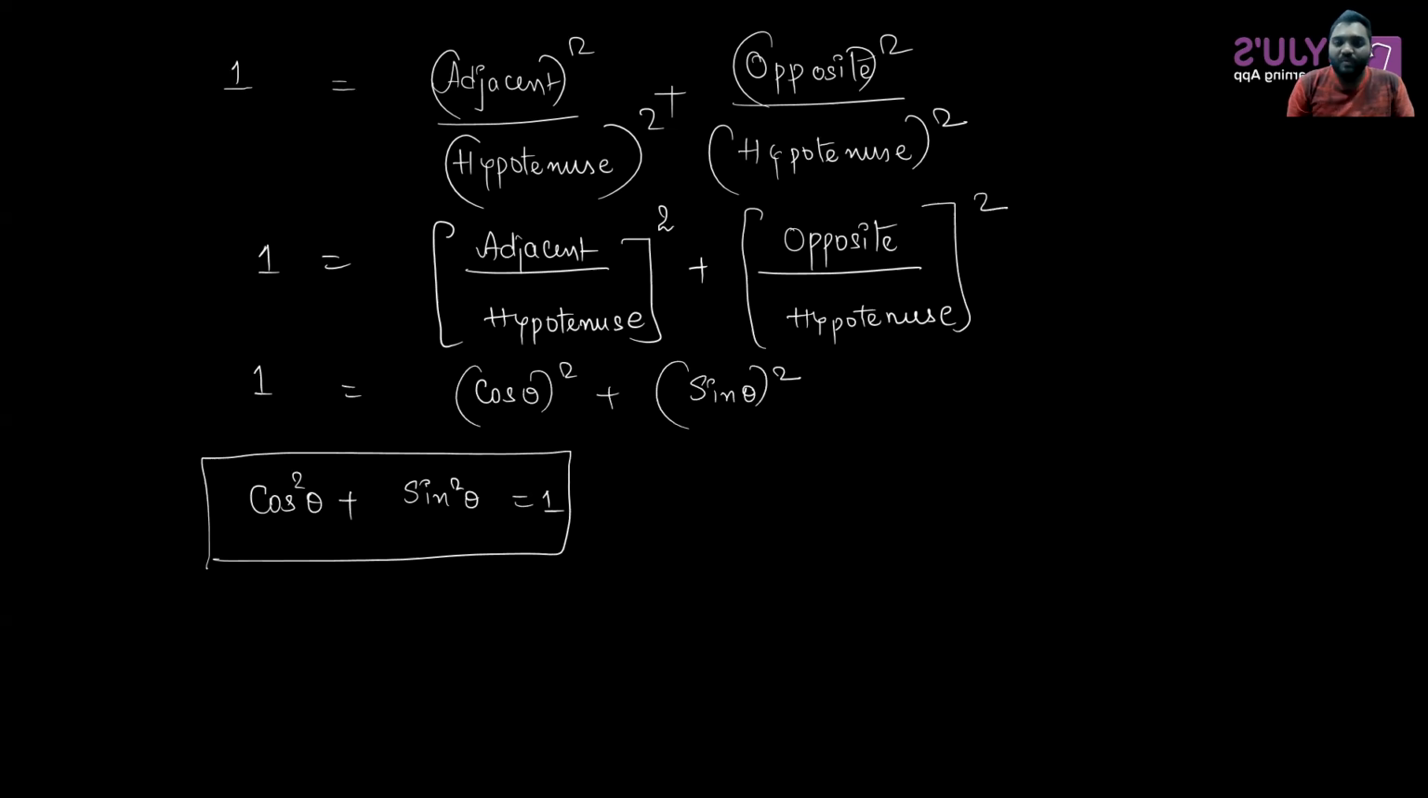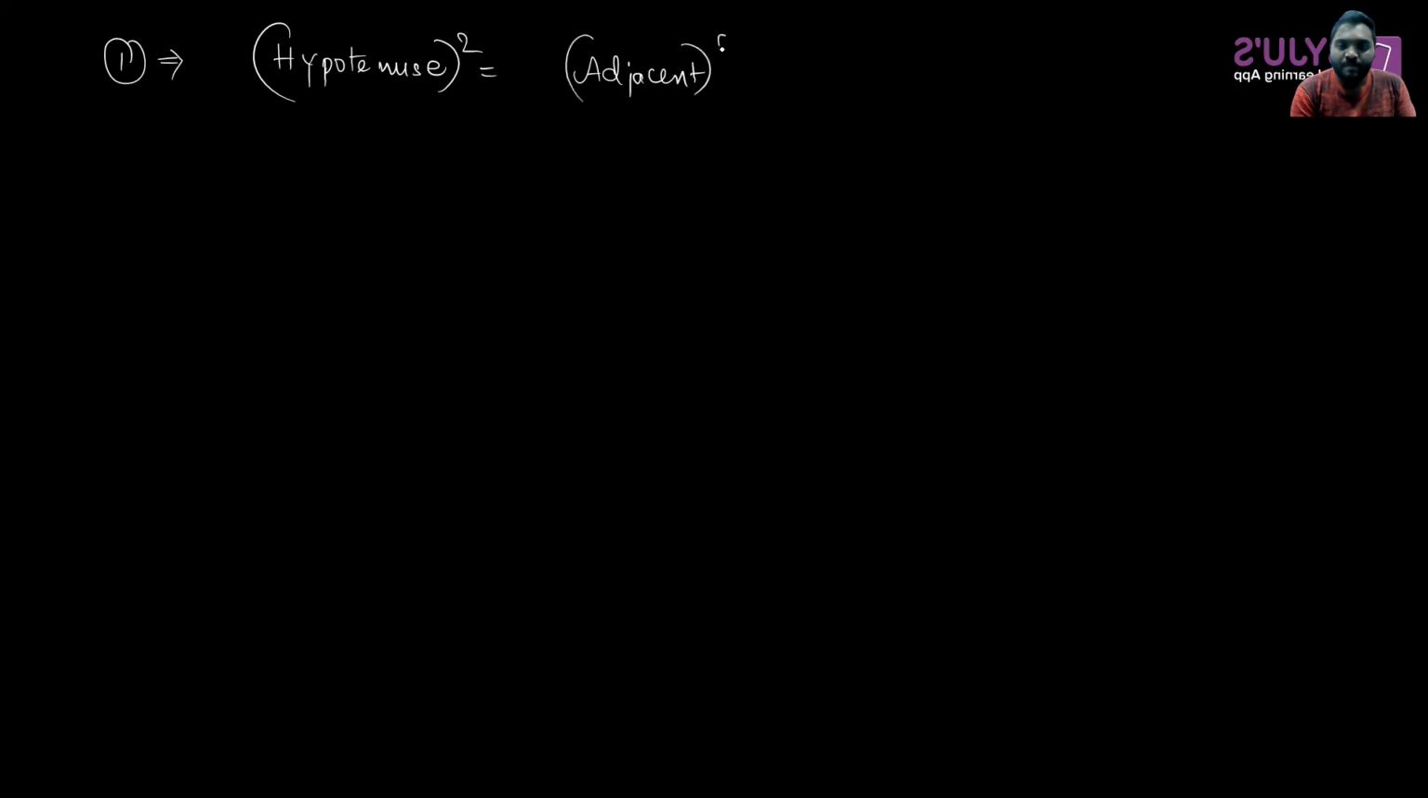Now we'll try dividing with one more side square. Let us divide equation 1. Let me write equation 1 once again, which is hypotenuse square equals adjacent square plus opposite square.